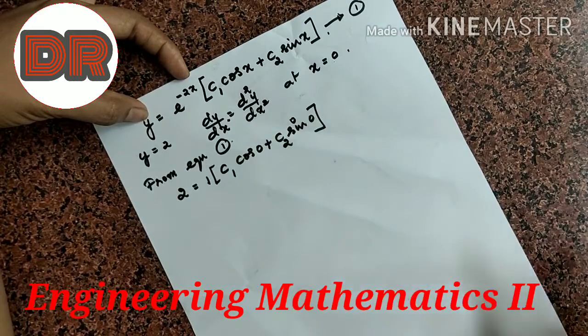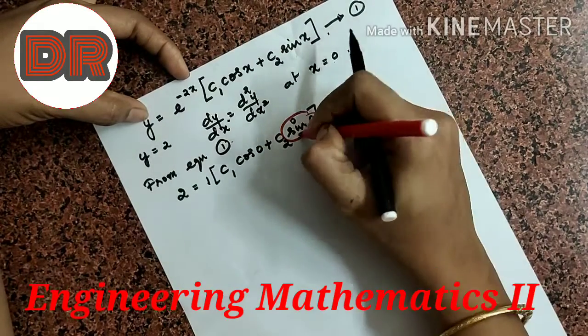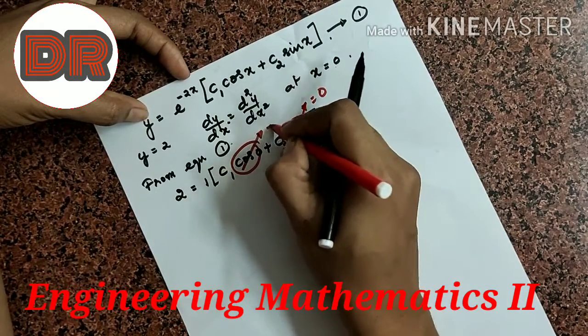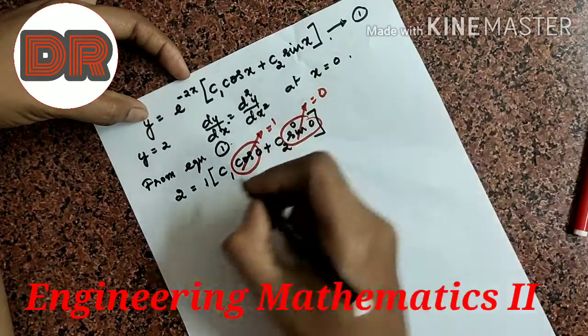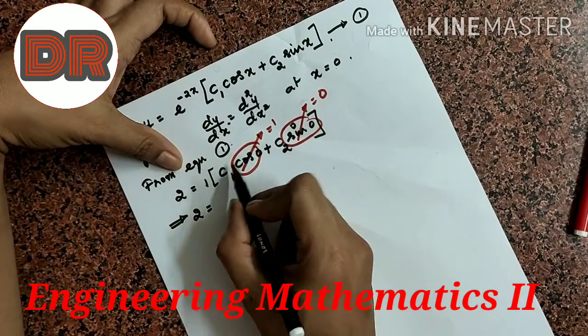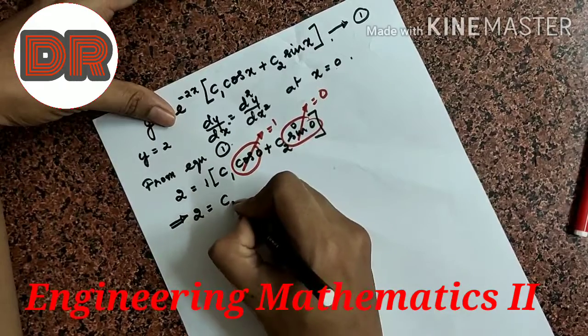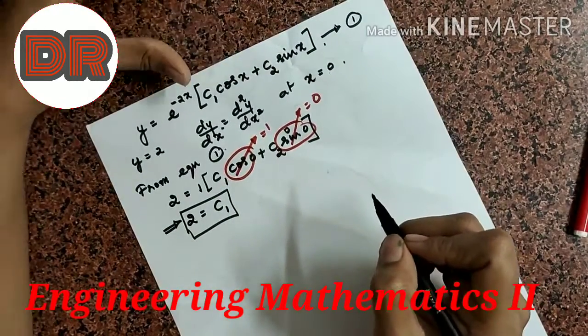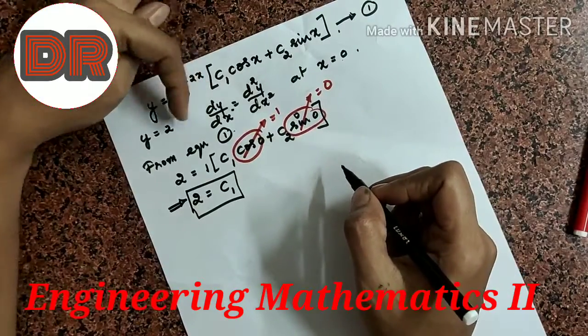Sin 0 is 0, cos 0 is 1. So from this, 2 is equal to c1 into 1, that's it. So c1 will be equal to 2. We got c1, now we have to get c2. So let us use the second condition.